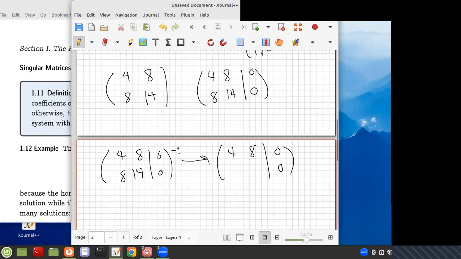Say, minus 2 row 1 plus row 2 is going to be 0 because minus 2 times 4 is minus 8, and that cancels that. And you have minus 2 times 8 is minus 16. Minus 16 plus 14 is minus 2. So you look at this and you can see that, okay, well, y is leading, x is leading, no free variables. So this matrix is non-singular.